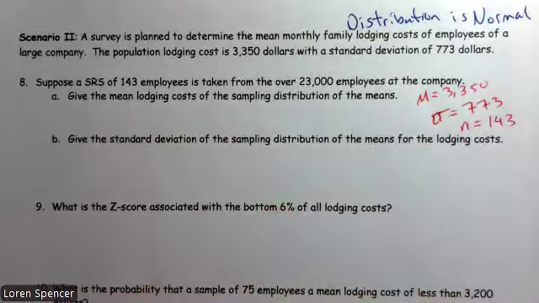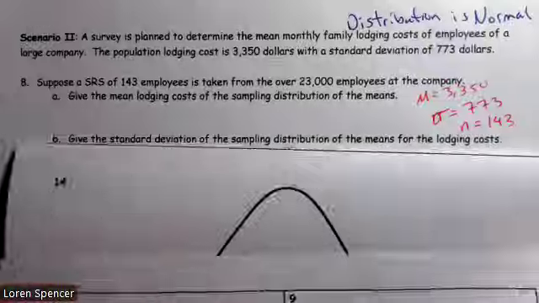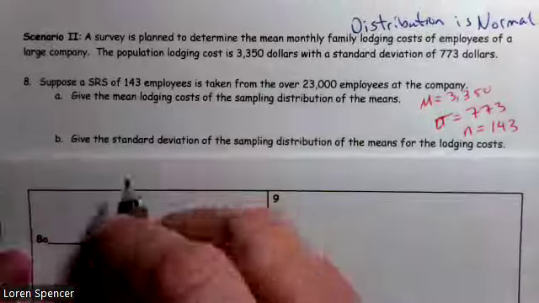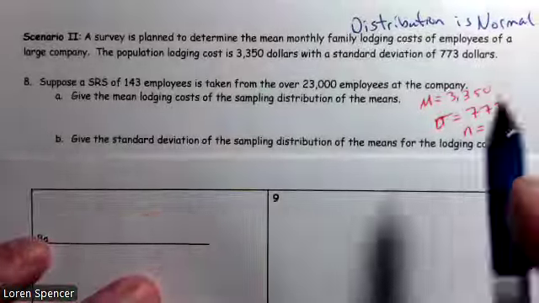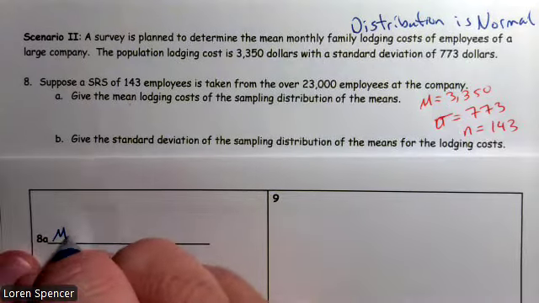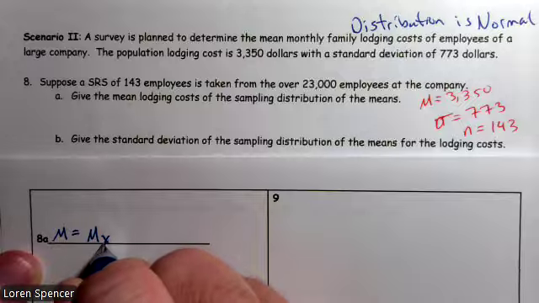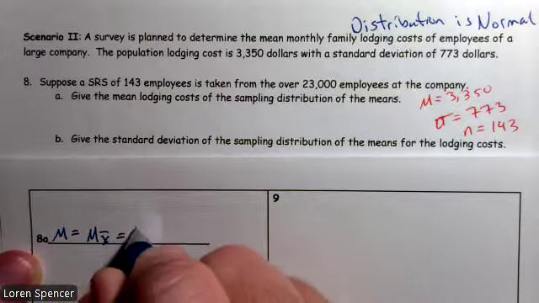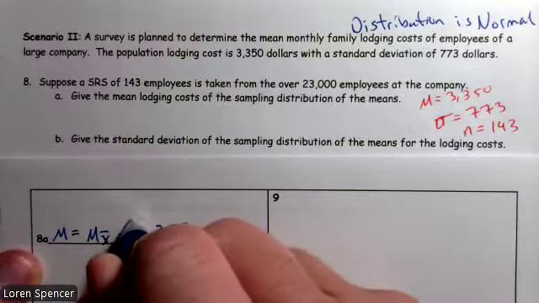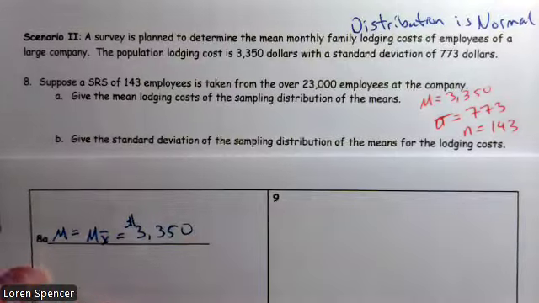Well, the first question is give the mean lodging cost of the sampling distribution of the means. Well, we're lucky. That's the easy one. The mean is the mean is the mean. They've already told us the mean is 3,350. So the mean equals the mean of X bar, which equals 3,350. And this is in dollars.